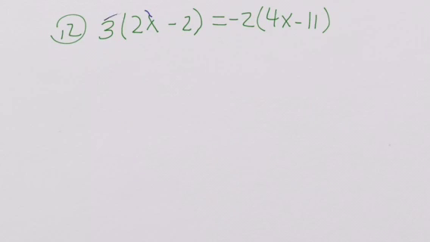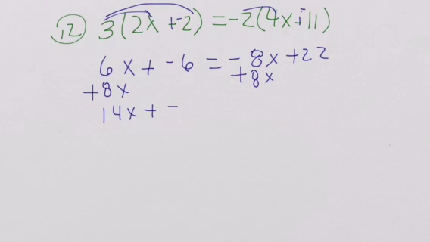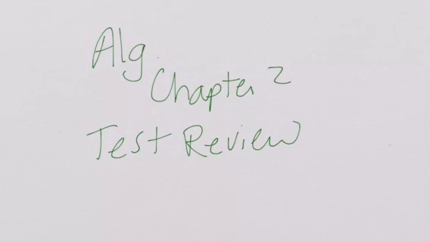We're going to go ahead and do our rainbow first. Add a line, change the sign. So we're going to go ahead and rainbow. So it's going to be 6x plus negative 6 is equal to negative 8x. Add a line, change the sign, which then is going to make it plus 22. All right, so we're going to go ahead and zero pair out the 8x. So we're going to have 14x plus negative 6 is equal to 22. Zero pair out the 6. 14x is equal to 28. Divide by 14. X is equal to 2. And now we're done with our test review.